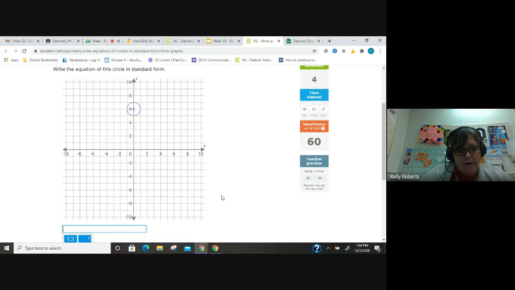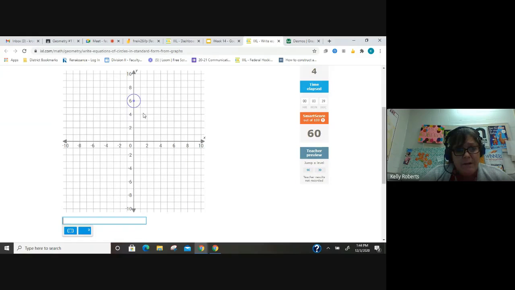All right, another one looks about the same. X is 0 again, y is 6. So x minus 0 is just x squared plus y minus the y of the point, which is at 0, 6. So y minus 6 squared equals the radius, which is 1 again. So 1 squared is 1.